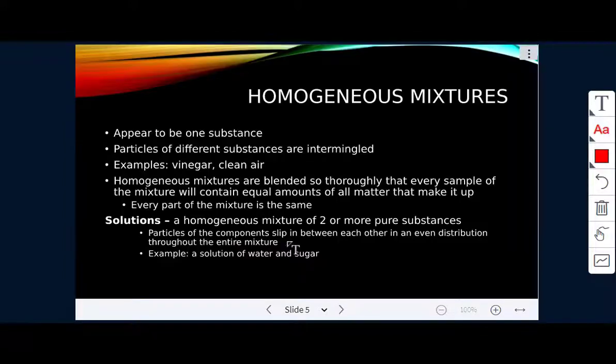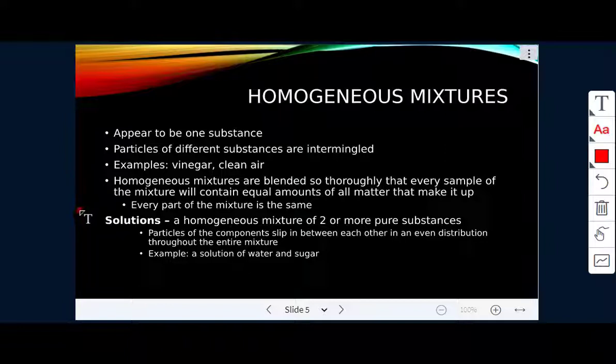So here, homogeneous mixtures, they appear to be one substance. The particles of different substances are very intermingled together. Examples are vinegar. Vinegar is made up of water and acetic acid. Clean air is a mixture of lots of different gases. So in a homogeneous mixture, the materials are blended so thoroughly that every sample of the mixture will contain equal amounts of all matter that make it up. Okay, so every part of the mixture is the same.